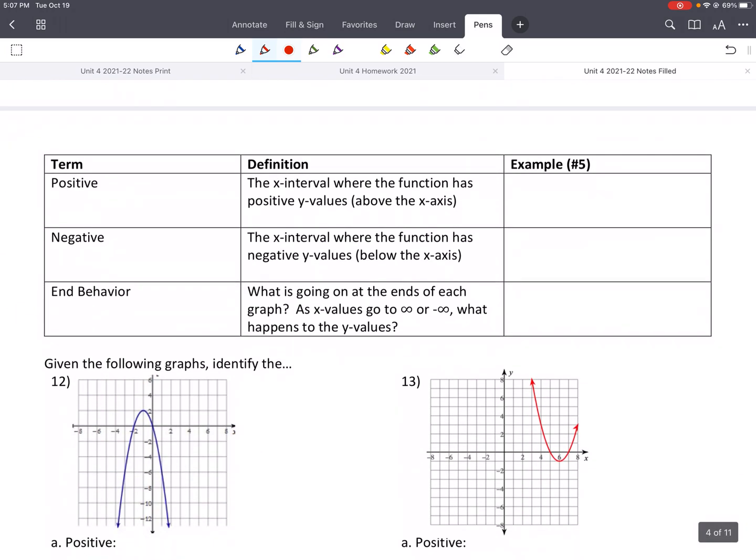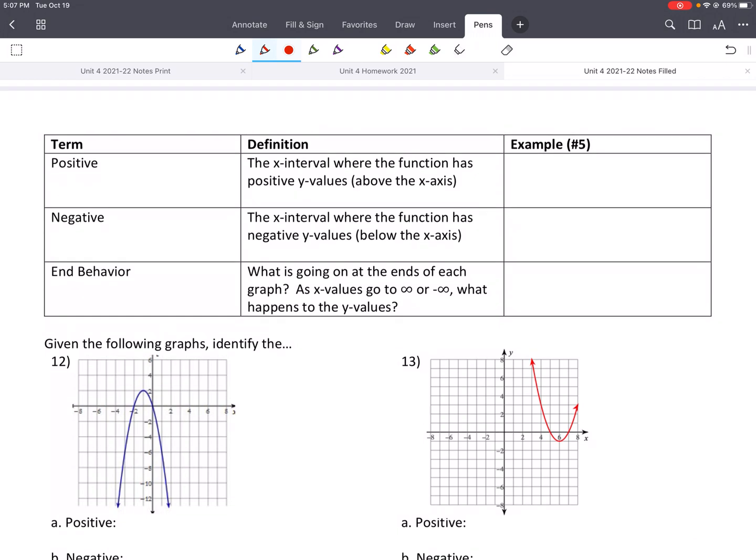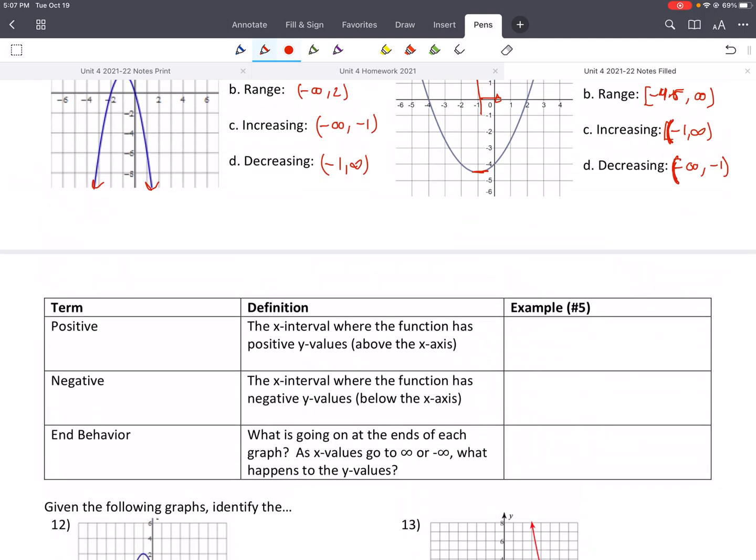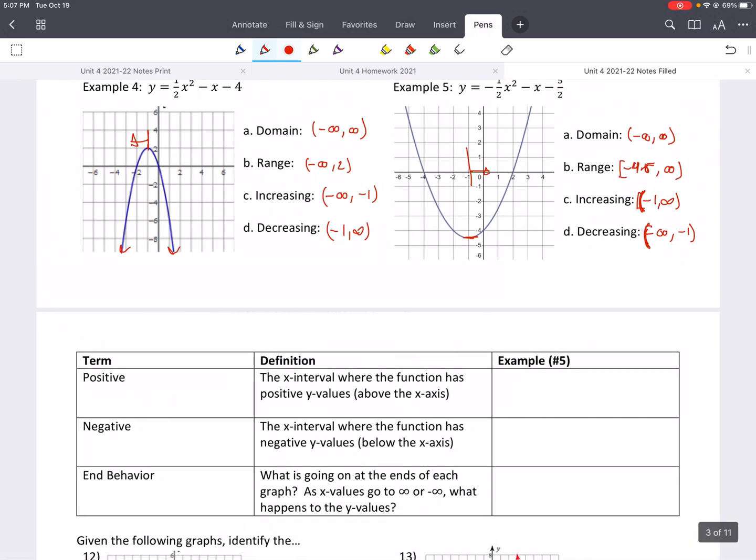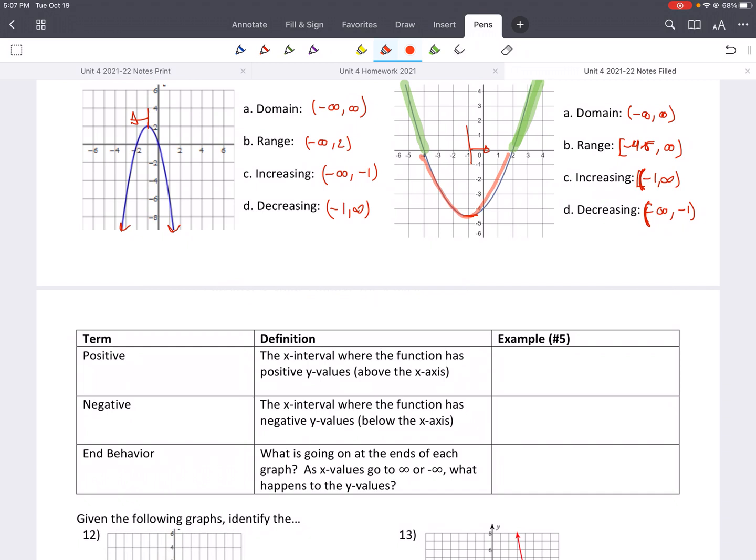All right, the last thing we need to talk about is positive, negative, and end behavior. So basically, where in this graph is it positive? Where do we have positive y values? So I think we're using this example. So positive values are going to be here and here. And then negative values will be under the x-axis. Okay? So we just need to write the intervals for that.